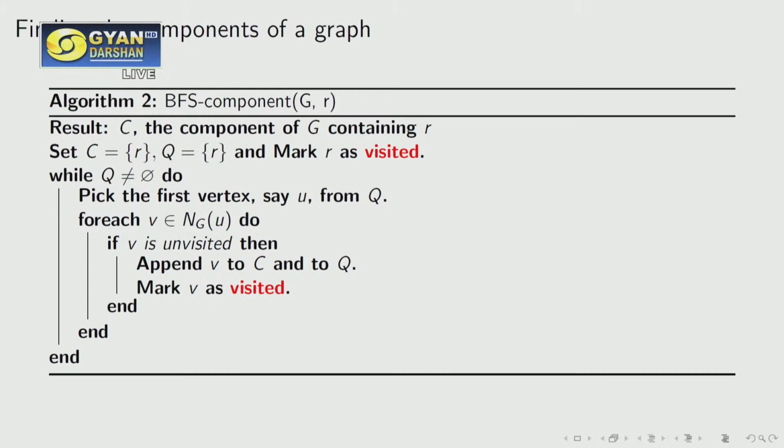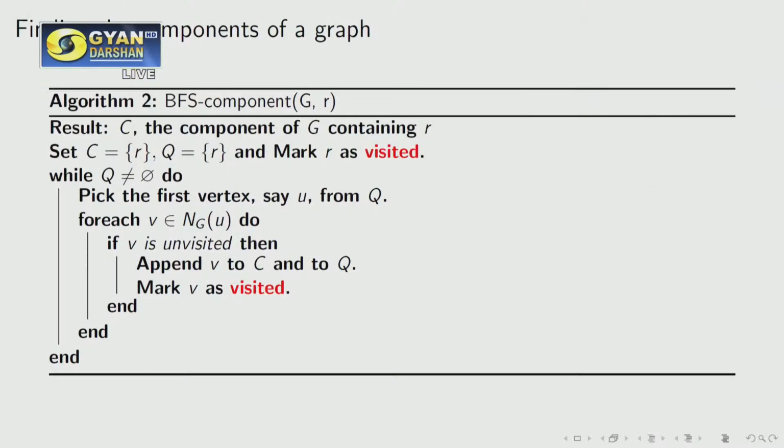So it just takes the input graph G and the root vertex R. The input graph could be connected or disconnected, right? We do not put any condition. The result is that it just gives us the component of G that contains the root vertex R.